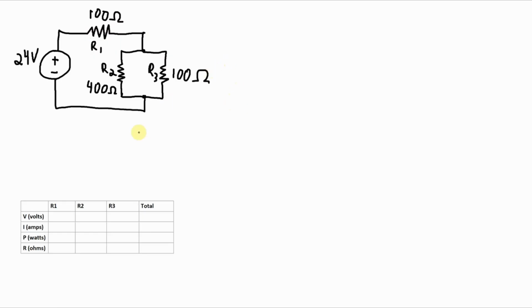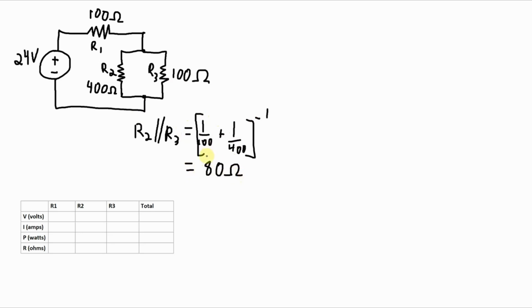So this circuit, what I see here, I've got R2 in parallel with R3. And the calculation for that will be the inverse of 1 over 100 plus 1 over 400. And that works out to 80 ohms. Now, I'm not going to redraw the circuit yet. I'm going to combine it with this R1, this 100 ohm R1. 100 ohms plus 80 ohms gives me 180 ohms. So the equivalent resistance then for the entire circuit, I'll have a 24 volt source and a single resistance with a value of 180 ohms.